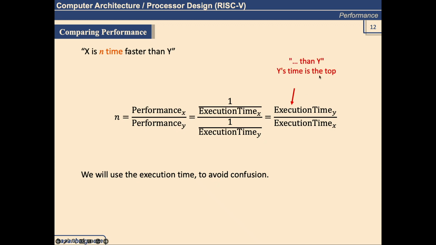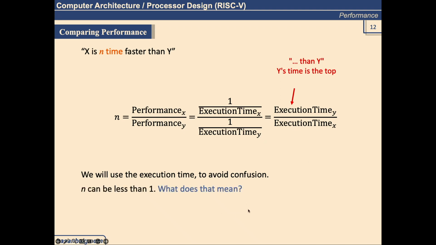So remember this rule of thumb. When you find out that one computer is faster than the other one, the slower computer, you should put it on the numerator, and the other one you put on the denominator. We will do the example in the next slide. So when a computer is faster than, let's say X is faster than Y, then you put the execution time of Y on the numerator.